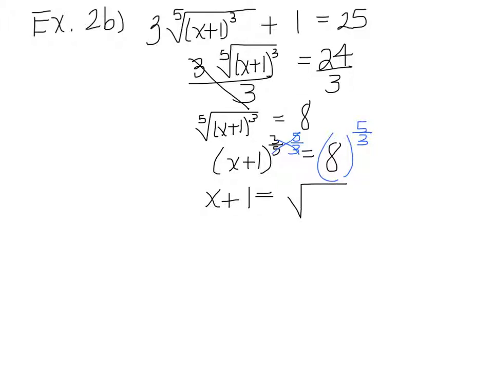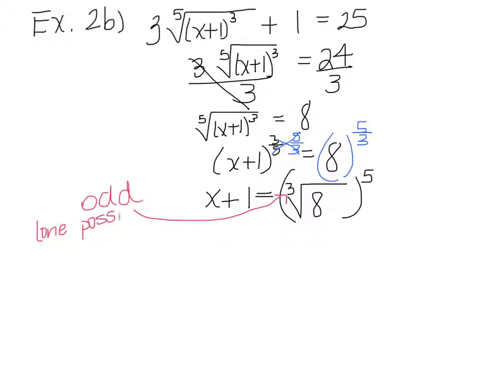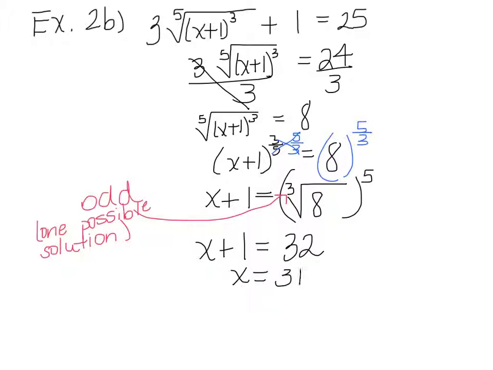I'm going to change this to radical form. Now, this root is odd, so we only have one solution. One possible solution. So you get x plus 1. The cube root of 8 is 2. 2 to the 5th power is 32. Subtracting, and x equals 31. You want to make sure you check it.